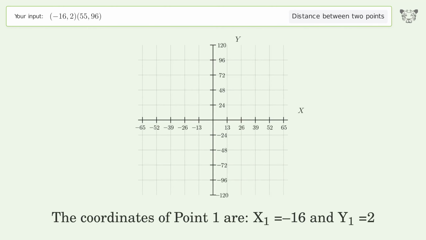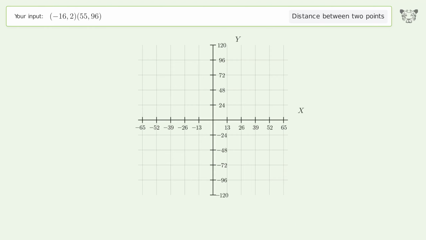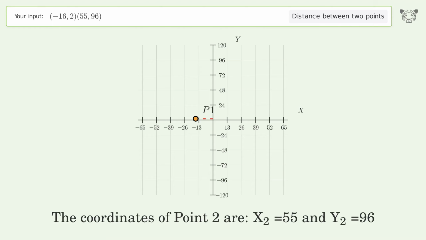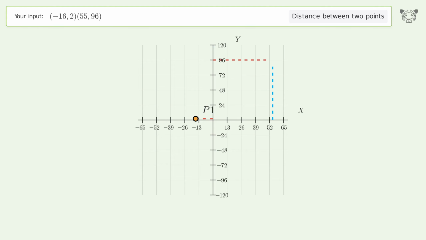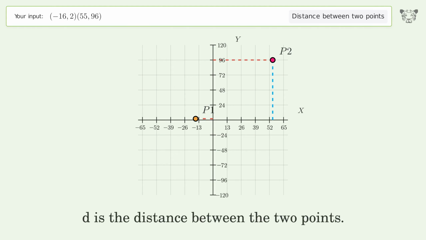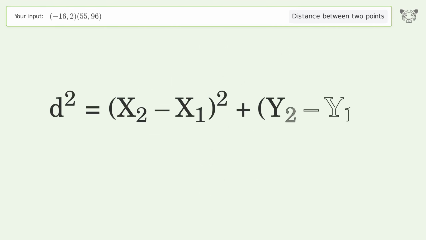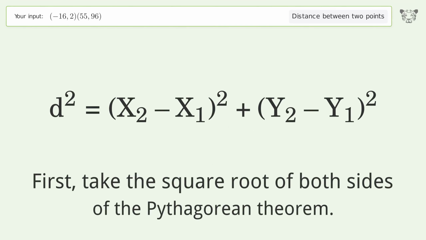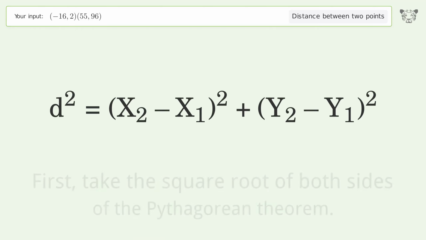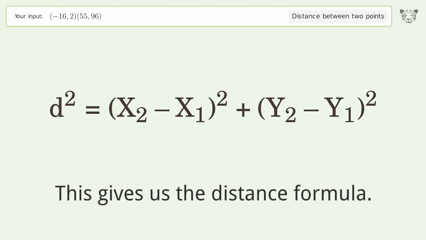The coordinates of point 1 are x1 equals -16 and y1 equals 2. The coordinates of point 2 are x2 equals 55 and y2 equals 96. D is the distance between the 2 points. First, take the square root of both sides of the Pythagorean theorem. This gives us the distance formula.